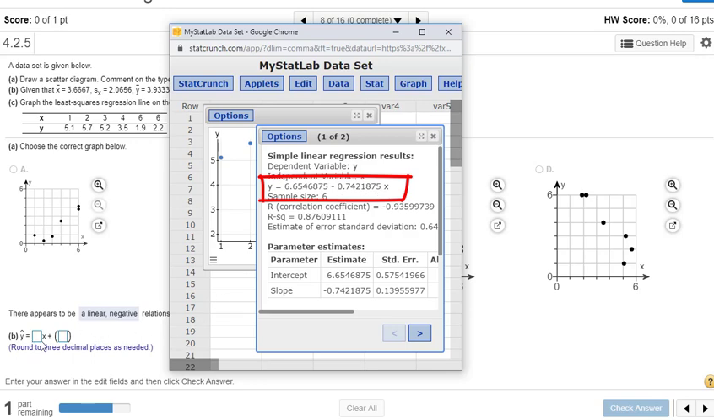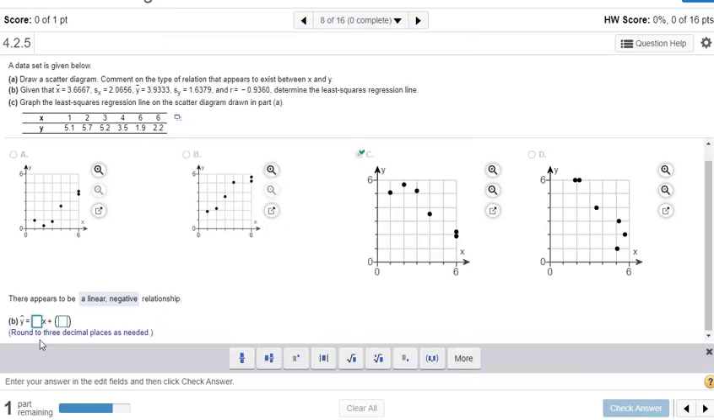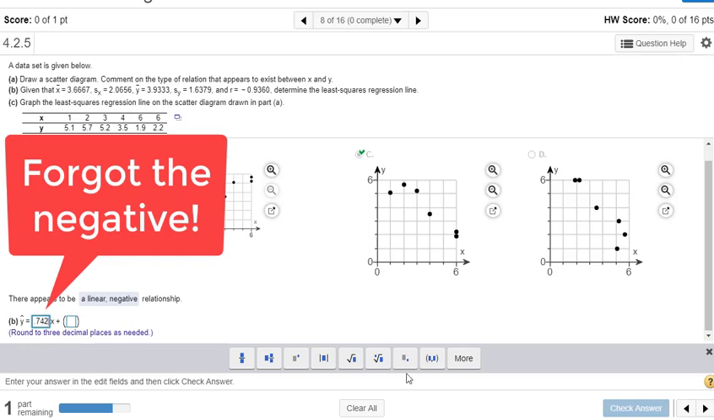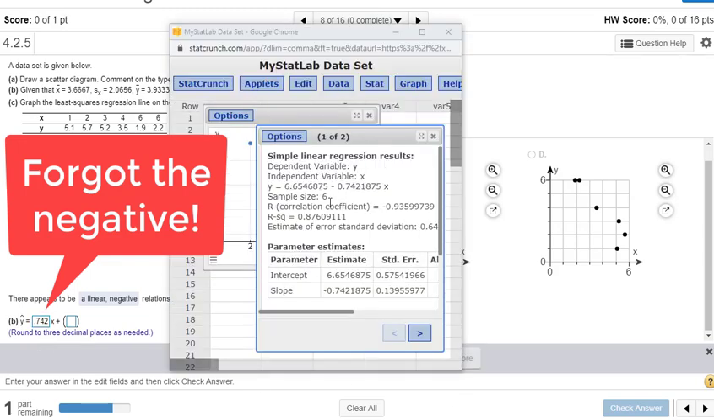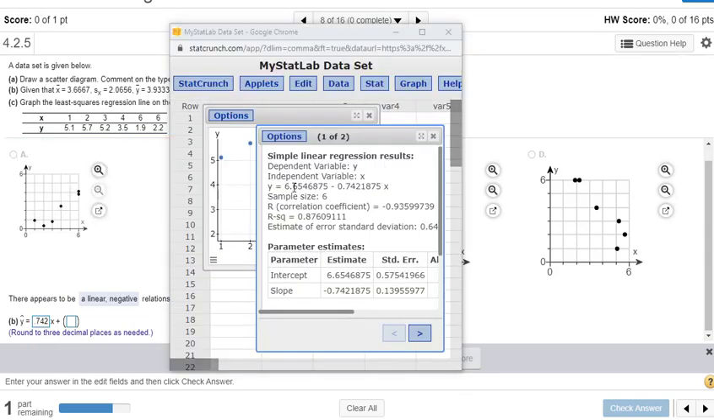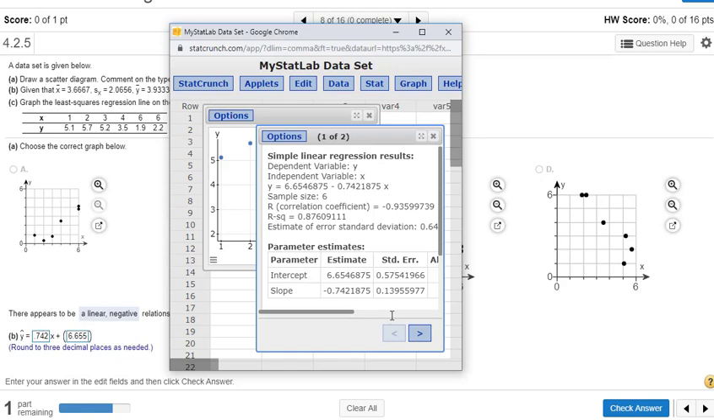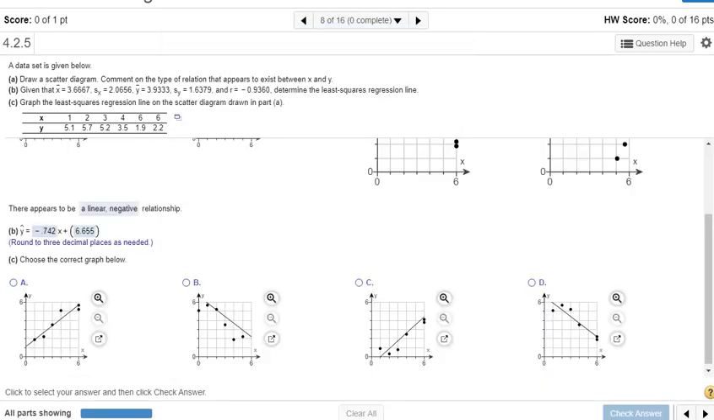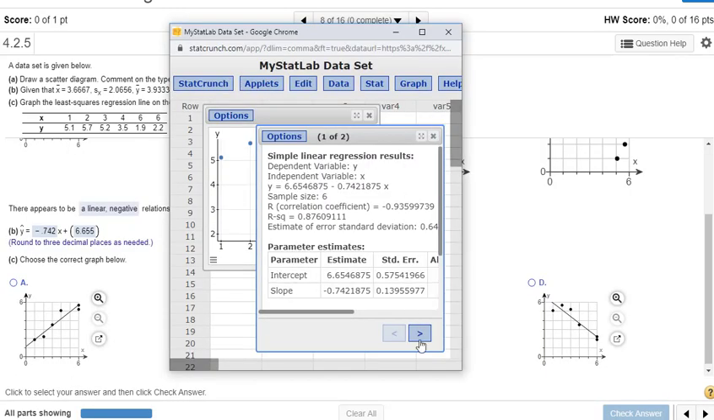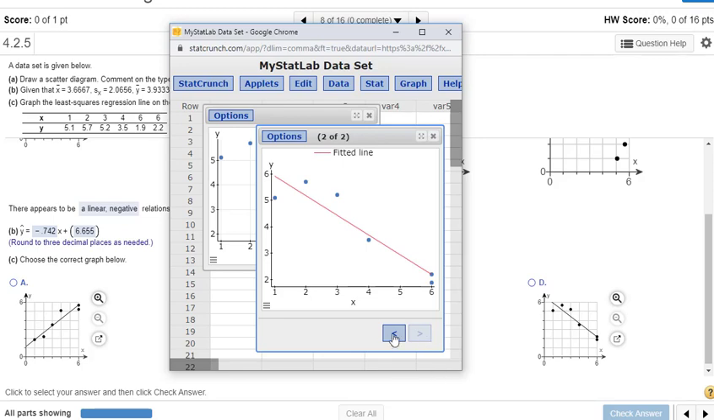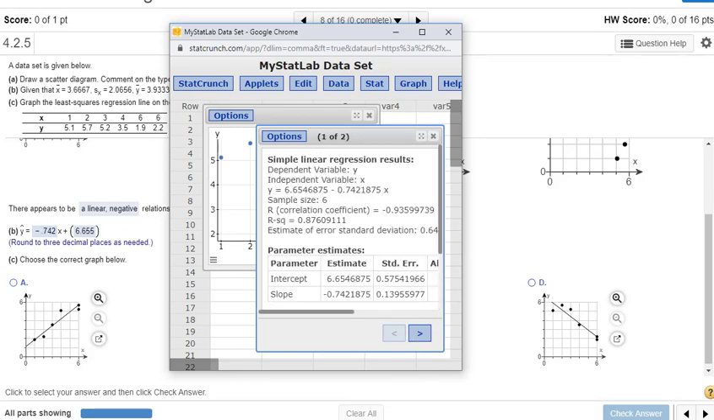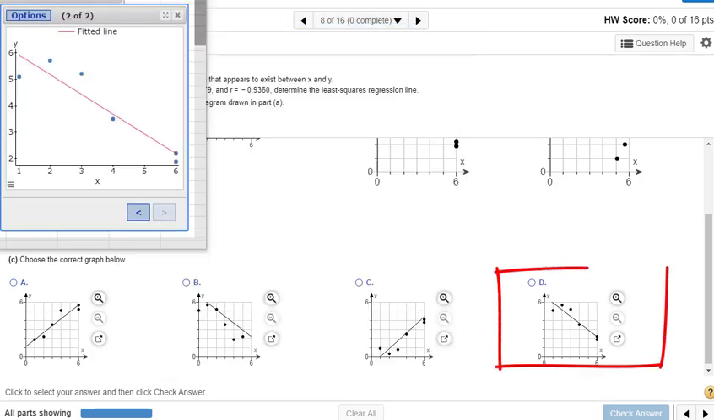So it's going to be 0.742. That's my slope. And the y-intercept is 6.655. Okay, go ahead and type that in. I changed that to the negative as it should be. I can scroll over once, and there's my fitted line. And it has to be that one there.